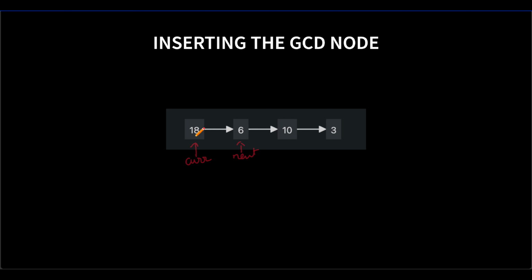So we will actually calculate the GCD value between the current node's value and the next node's value. So GCD of 18 and 6 is 6. So we will create a new GCD node and update the pointer.